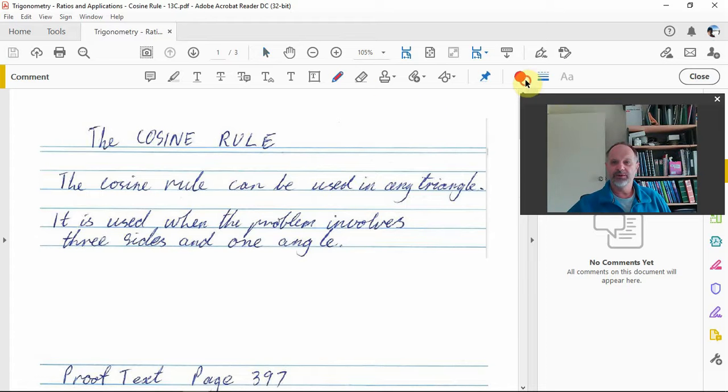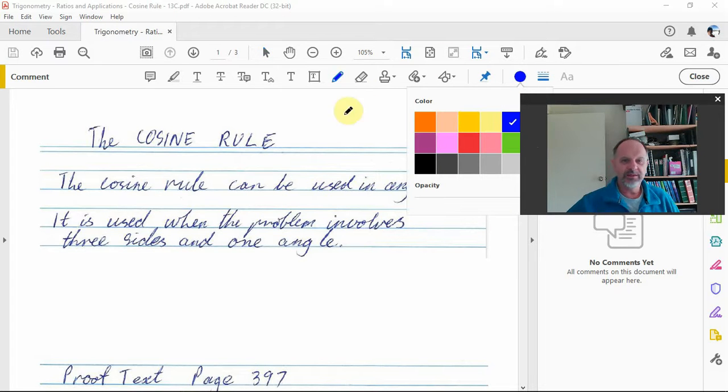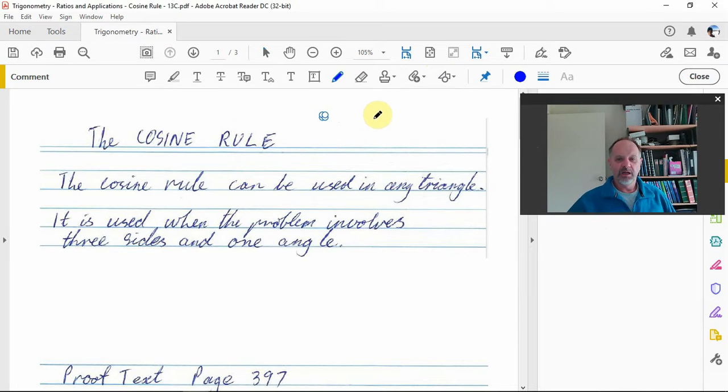All right, so next in line is this thing called the cosine rule. Obviously, it involves the cosine. Again, as for the sine rule, this can be used in any triangle. And having said that, we use it when our problem involves three sides and one angle. All right, so three sides and one angle. So if you've got in your information, doesn't matter which one you're looking for, but as long as there's three sides and one angle involved in the question, then you use the cosine rule.